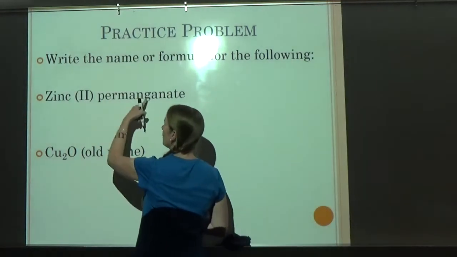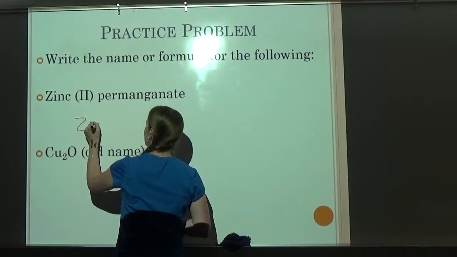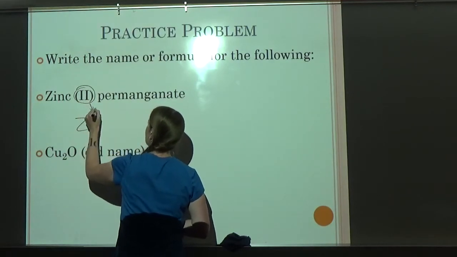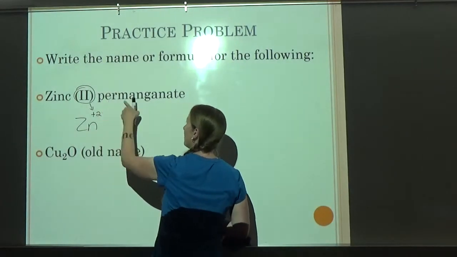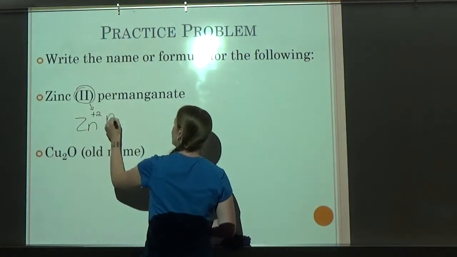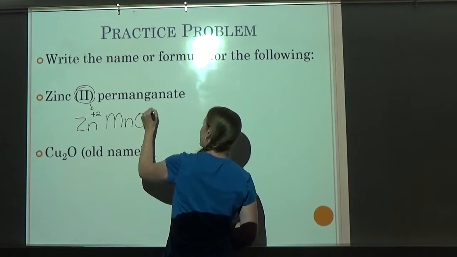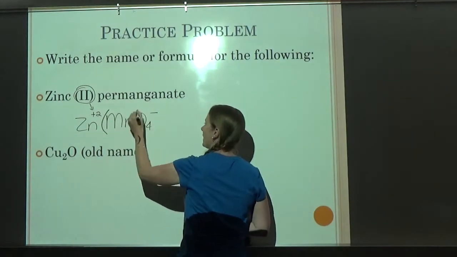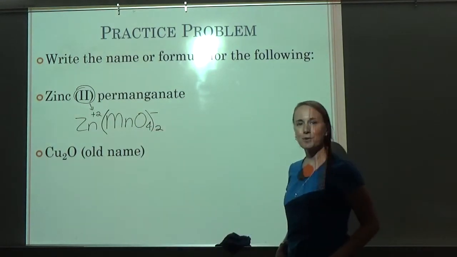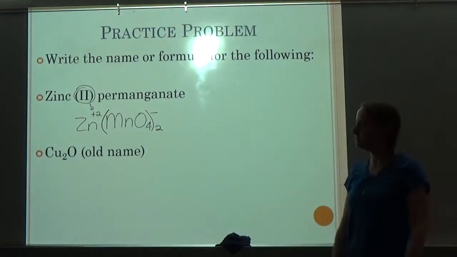So zinc 2 permanganate. Well, zinc is Zn. Remember, the 2 tells me the charge, not the subscript. So zinc +2. Permanganate is on your polyatomic ion sheet. It's MnO4 -1. So I need to cross that 2 down, but since this is a polyatomic ion, I just need to put it in parentheses. So hopefully you got that one right.